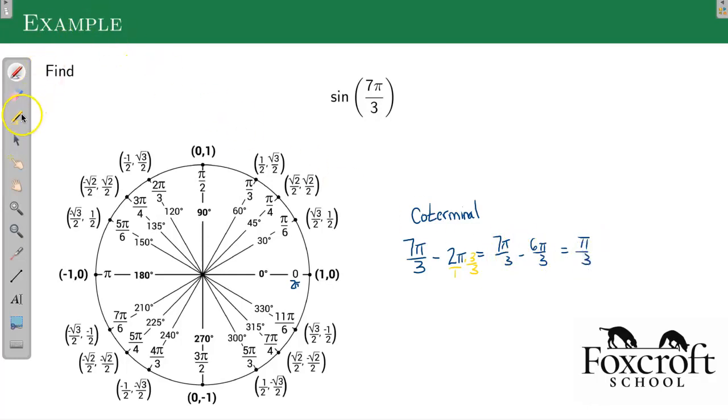So it turns out that this angle, pi over 3, is the same as 7 pi over 3. They would both be this line going out. And for the sine, we take the y value, which is the square root of 3 over 2.